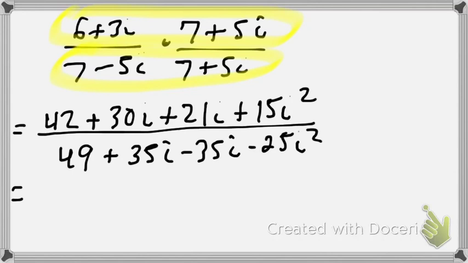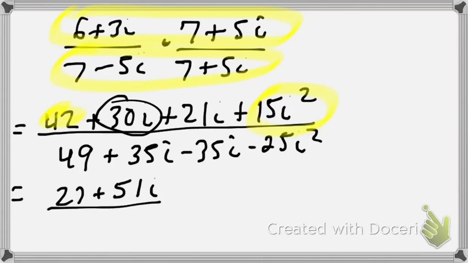So up top, what can we combine? Alright, so we got the 42, and then we have a 15i squared. So 15 times negative 1, so that's negative 15. So we have 42 minus 15, and that's going to give us 27. And then we have a positive 30i and a positive 21i. That's going to give us a positive 51i up top.